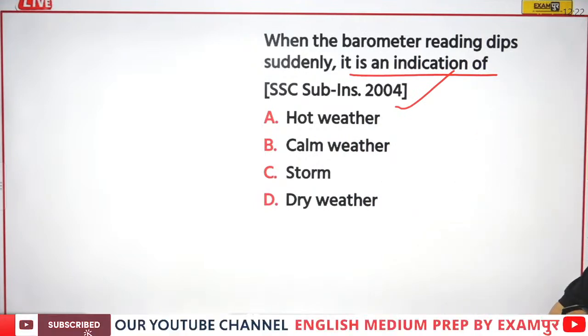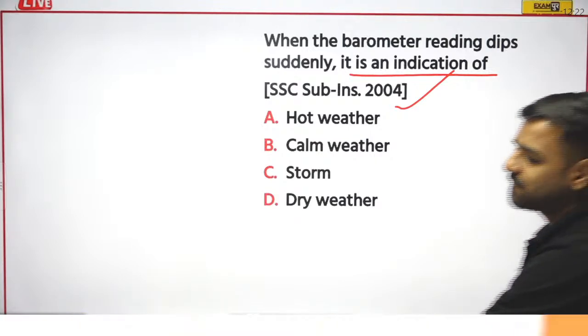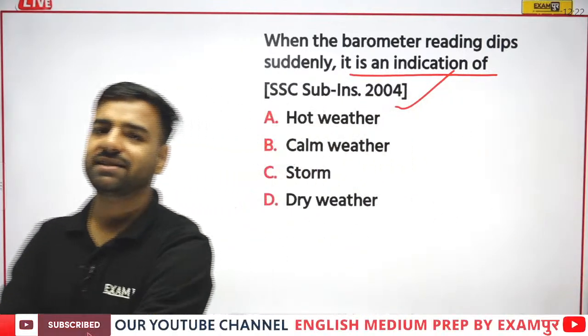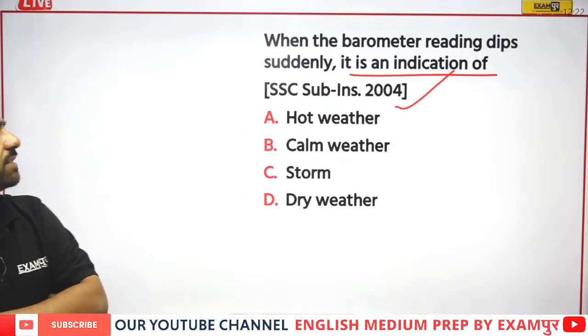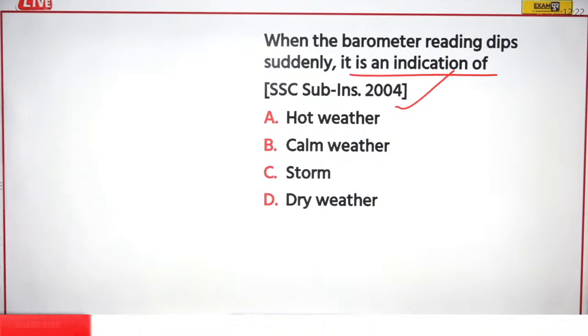When the barometer reading dips suddenly, it is the indicator of what? Hot weather, calm weather, storm or dry weather? This is from the previous year questions and it is the important one. Answer please. When the barometer reading dips suddenly, it is the indicator of what? Answer.